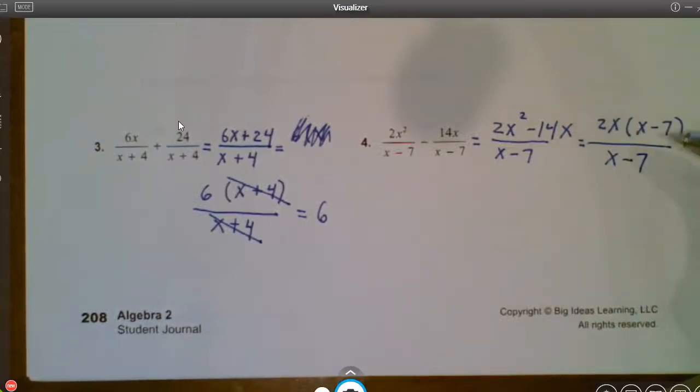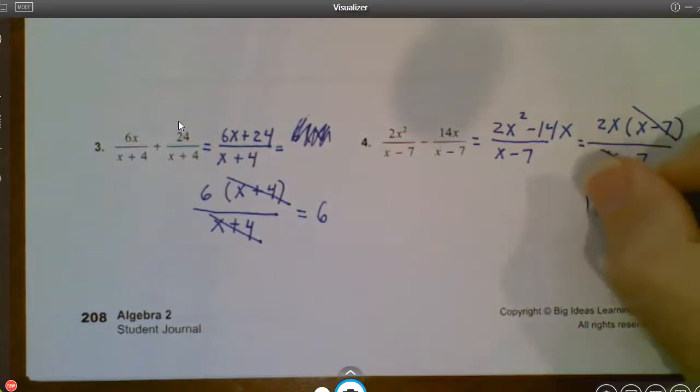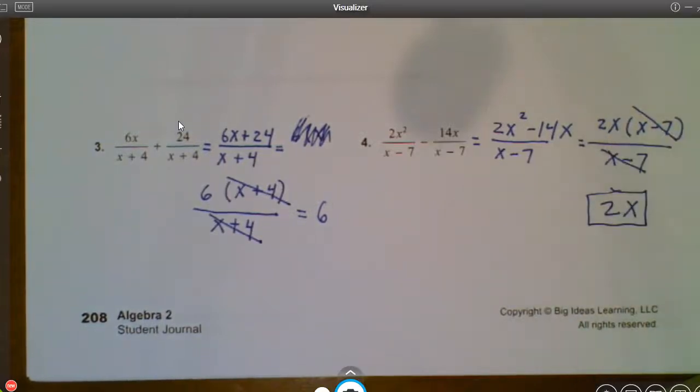Right, so notice I now have something that can cancel. If these are different and they do not cancel, then just leave it like this, right? That's the way you would write it if these were not common factors. So I'm just going to go ahead and get rid of those because they are a common factor, and we are left with just 2x as our answer. So that's kind of the highlight for today.